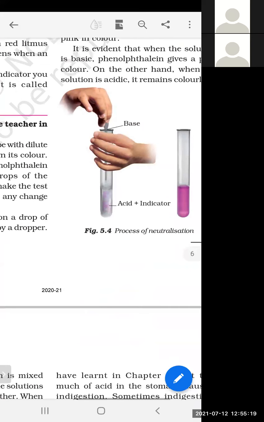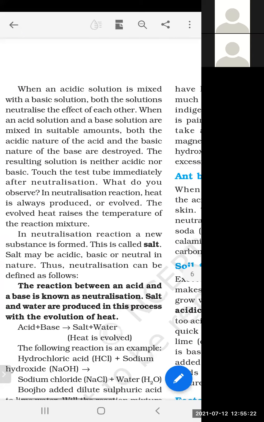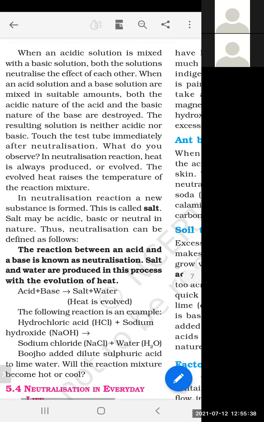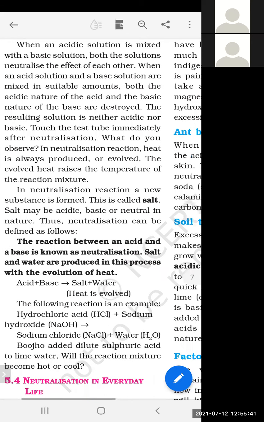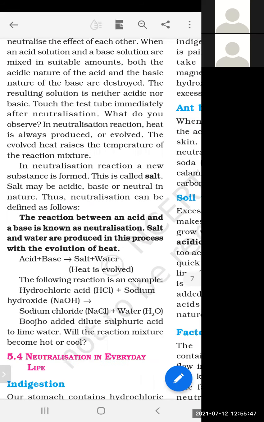So when an acidic solution is mixed with a basic solution, both solutions neutralize the effect of each other. This type of reaction is known as a neutralization reaction. In neutralization, a new substance is formed, and this new substance is known as salt. So the reaction between an acid and a base is known as a neutralization reaction. Salt and water are produced in this process with the evolution of heat. You can remember this equation: acid plus base gives salt plus water, and heat is also produced.